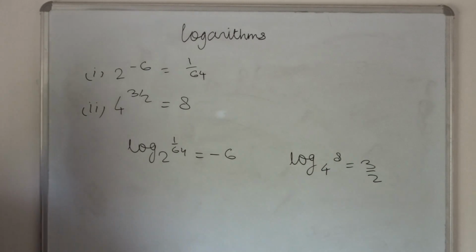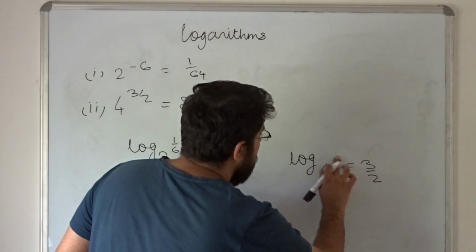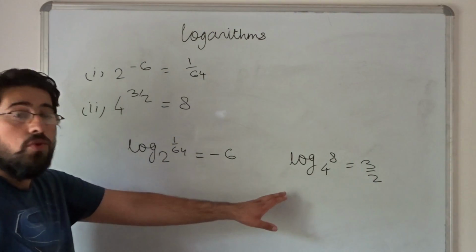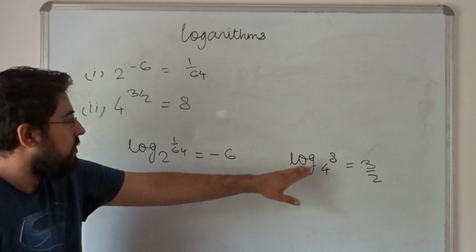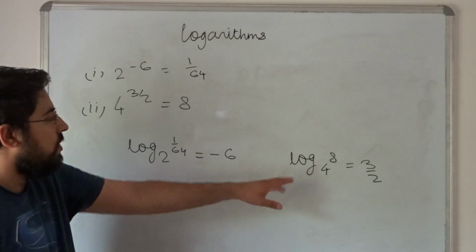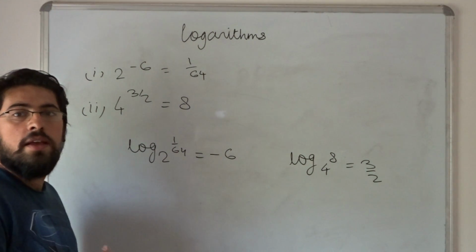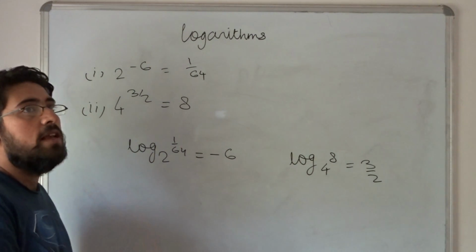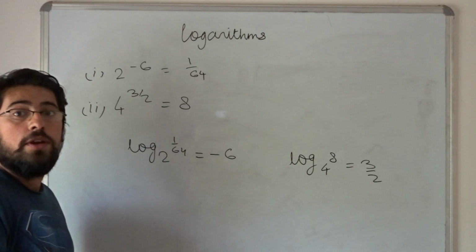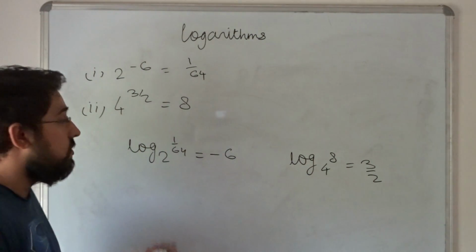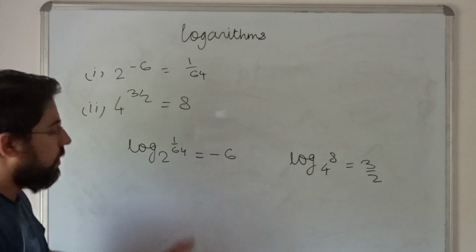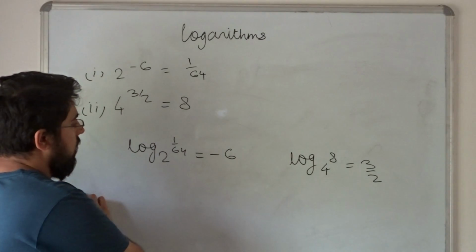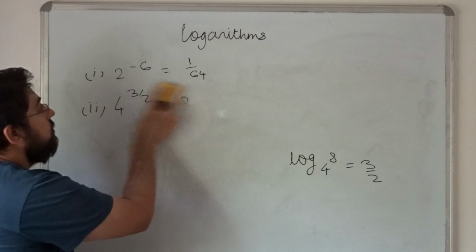Okay, so now most of you who are confused with this, remember one thing. Base to the power exponent equals natural number. Just remember that. Okay? So now, what we're going to do is, I hope you've copied this down.